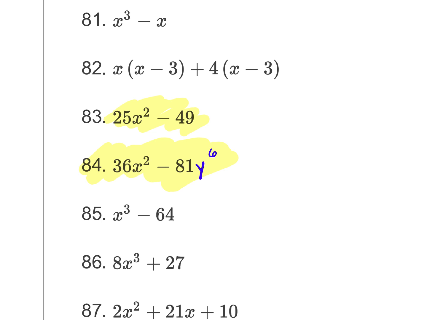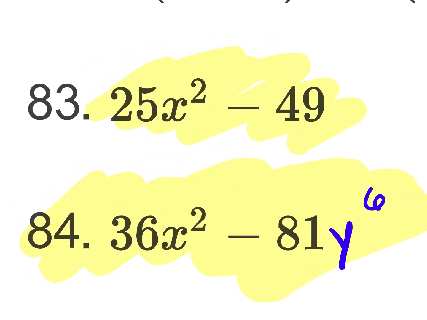Then if you don't have a GCF and you have 2 terms, you say, oh, is this the difference of perfect squares? Difference means there's a minus sign in between 2 perfect squares. Is 83 the difference of perfect squares?